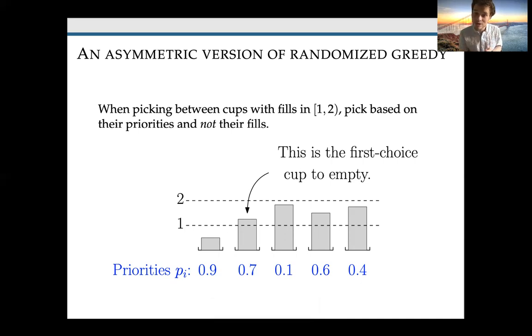So that's our modification of the randomized greedy algorithm. And what's interesting about this is this prioritization is really happening in only one small case, but it ends up having a quite substantial effect nonetheless.